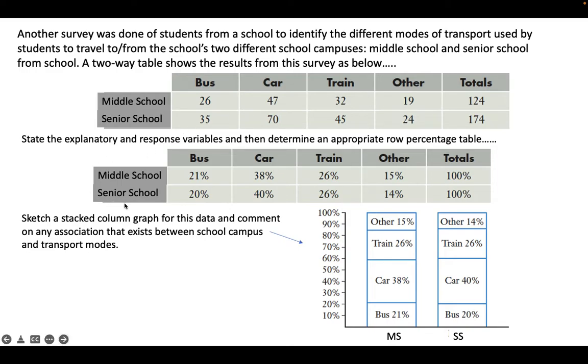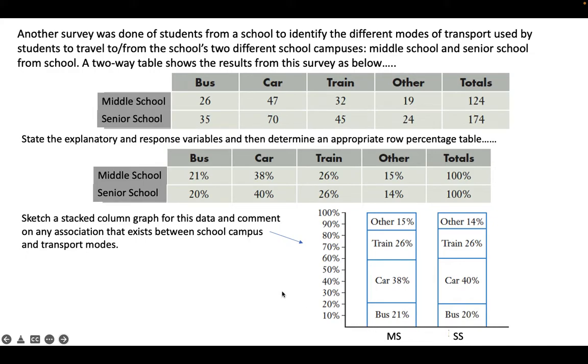Of course, because our explanatory variable was the campus that you're in, the two categories of the explanatory variable, middle school and senior school, are represented as the columns, and the columns are made up of all the categories of the response variable, being bus, car, train, and other. Now, once we look at that, you can see from here, although there are very slight differences, there's no significant distinct difference in changes between the categories between middle school and senior school.